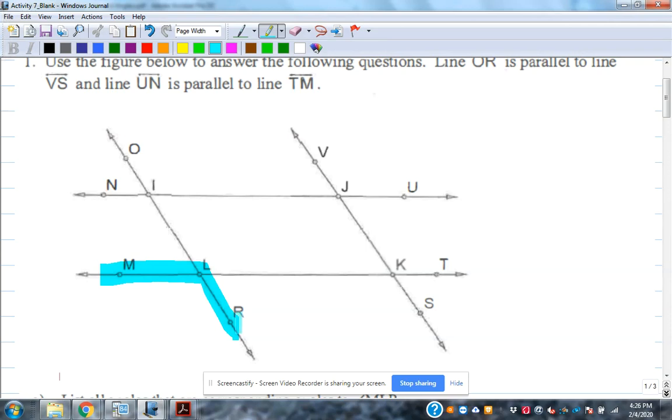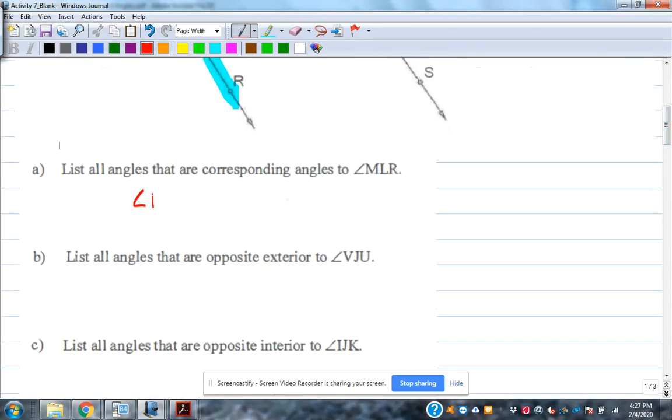So the two lines that are parallel that we're talking about are these two, and that's the transversal. Corresponding to that, regular corresponding is going to be same side, one angle between. Well, here's an angle between, so it would be this angle, right? So NIL is corresponding to MLR. So there's one of them, angle NIL.